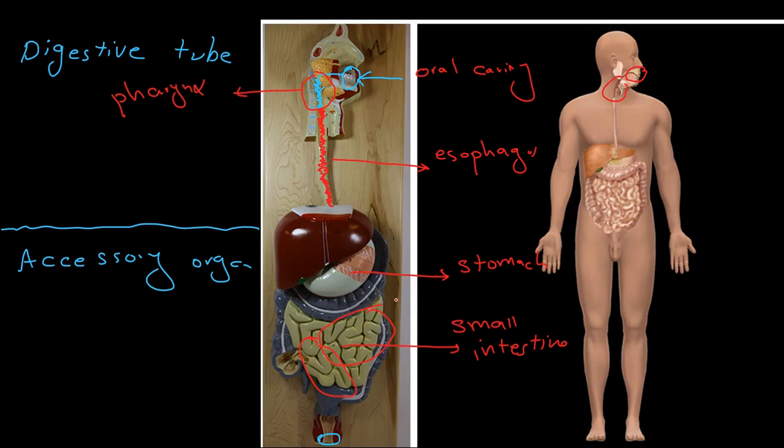Okay. But what about the accessory organs? What are the accessory organs of the digestive system? The accessory organs are tongue, teeth, glands, like we have salivary glands, and liver, gallbladder, and then pancreas. And now let's find those organs.